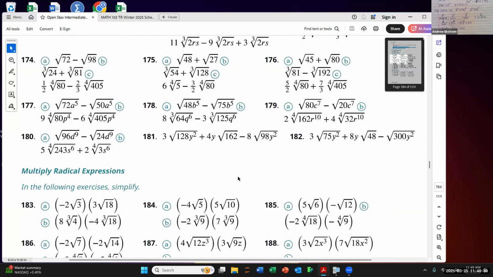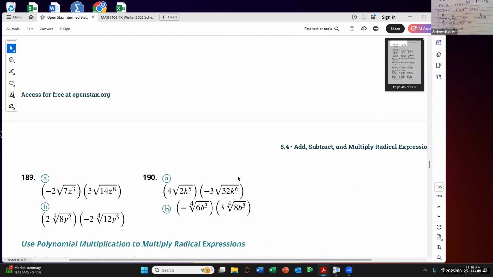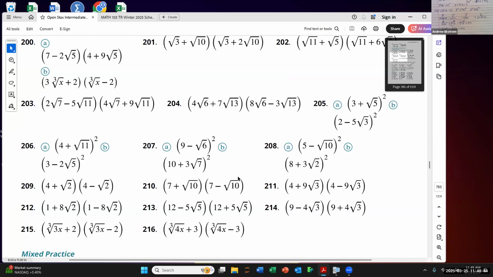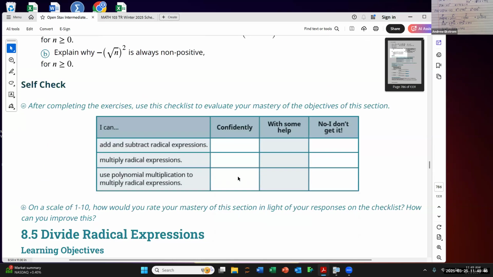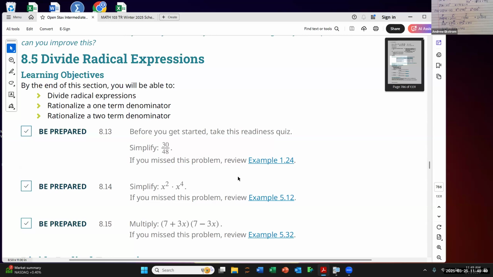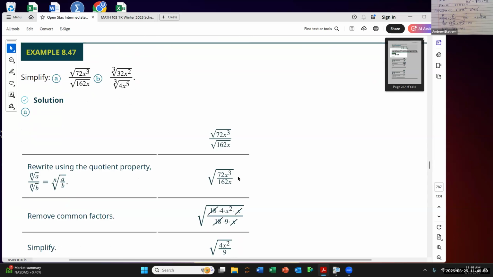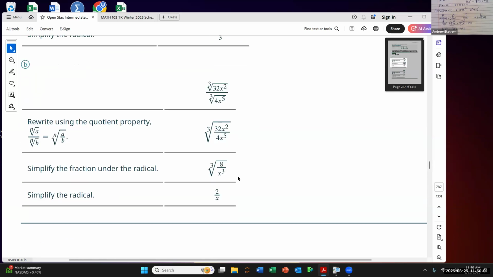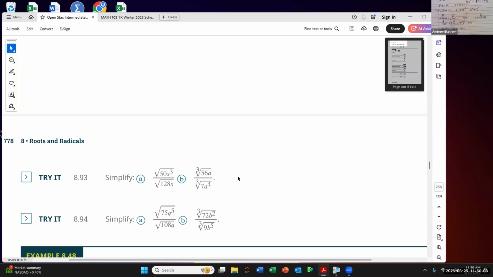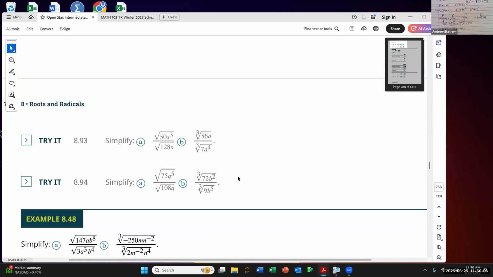And then look at all these lovely problems here. And then we still have one more section to go through today. Horrible, I know. A lot of this, if you kept up with most of what I was doing in the other section, these actually aren't too bad.